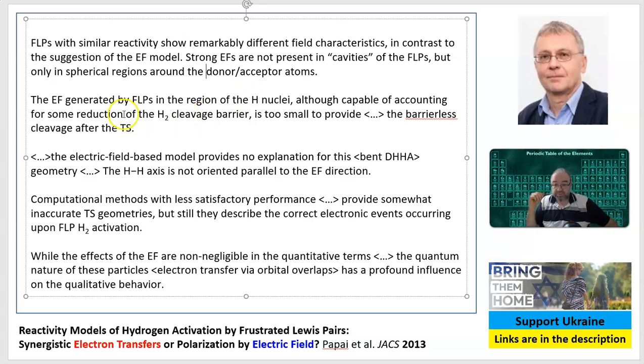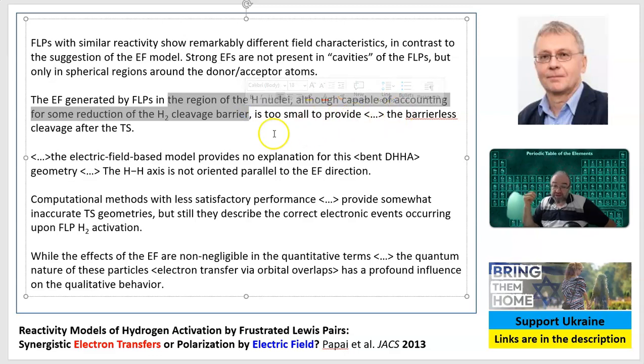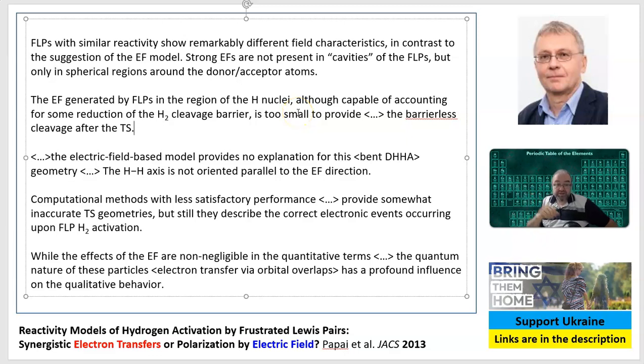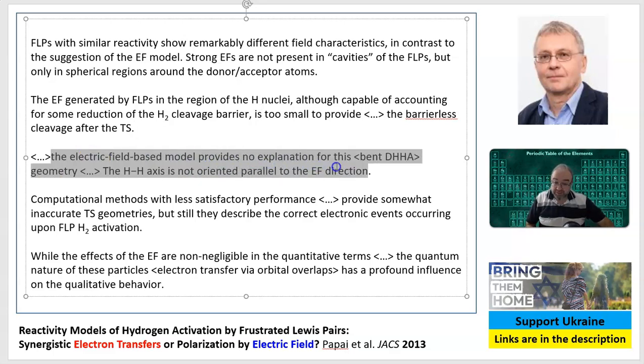That's another important thing. So electric field generated by the FLPs in the region of H nuclei, although capable of accounting for some reduction of H2 cleavage barrier, is too small to provide the barrier-less cleavage. Yeah, that's also a very important contradiction with the paper by Grimme and Erker. They say just the energy is not enough. The electric field-based model provides no explanation for the geometry of the transition state, and the hydrogen-hydrogen axis is not oriented parallel to the electric field. Again, that contradicts, right? And so on and so forth.